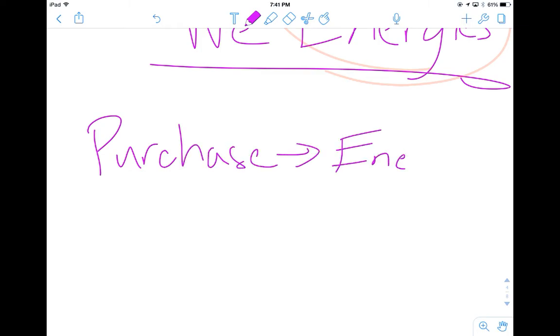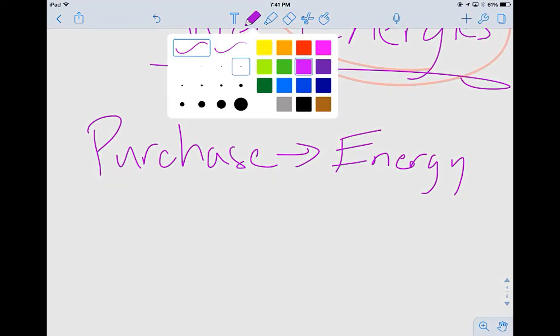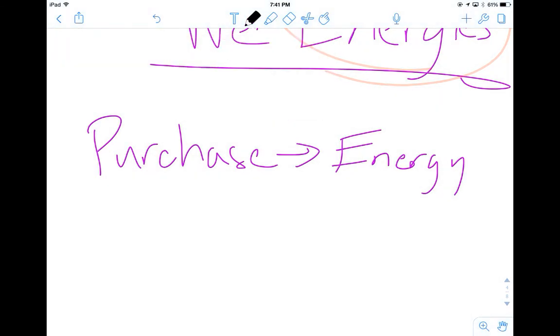We purchase energy. So basically, we buy bundles of energy, or certain amounts of energy, that they're producing. Now, that brings up the next question: what do we purchase? What kind of units do we use when we purchase this energy? Energy units can come in the form of joules.